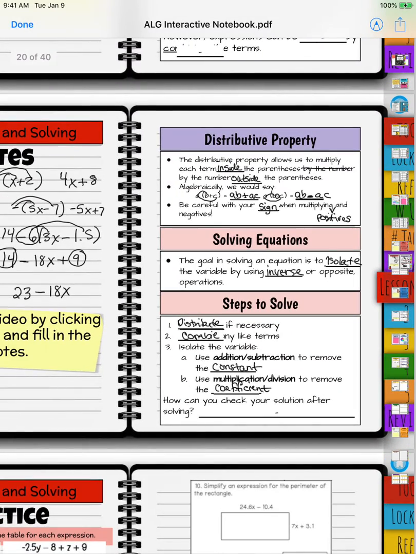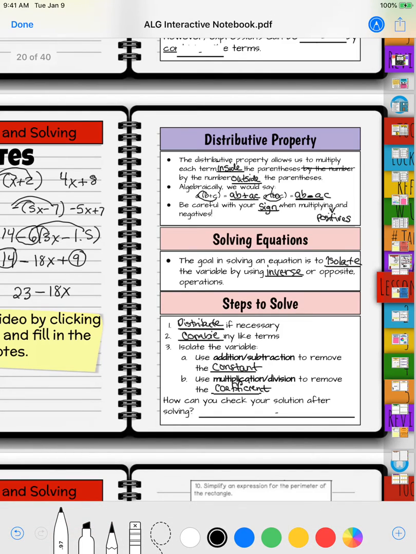How can you check your solution after solving? You could check it by plugging the solution back into the original equation and working it out to see if it is right.